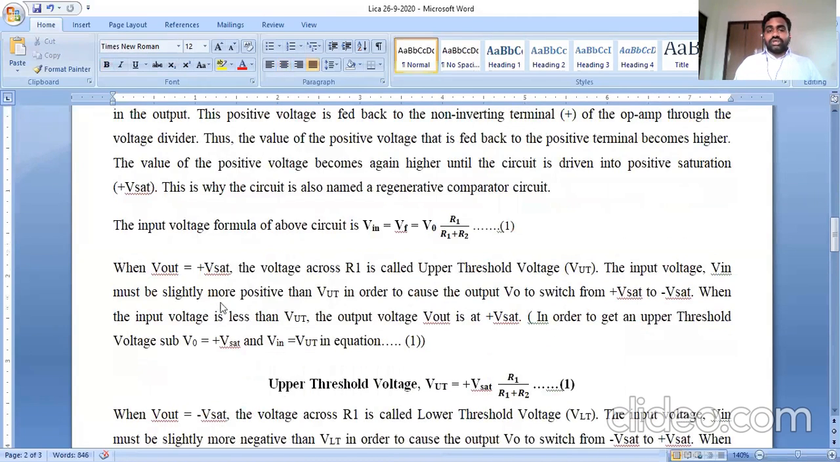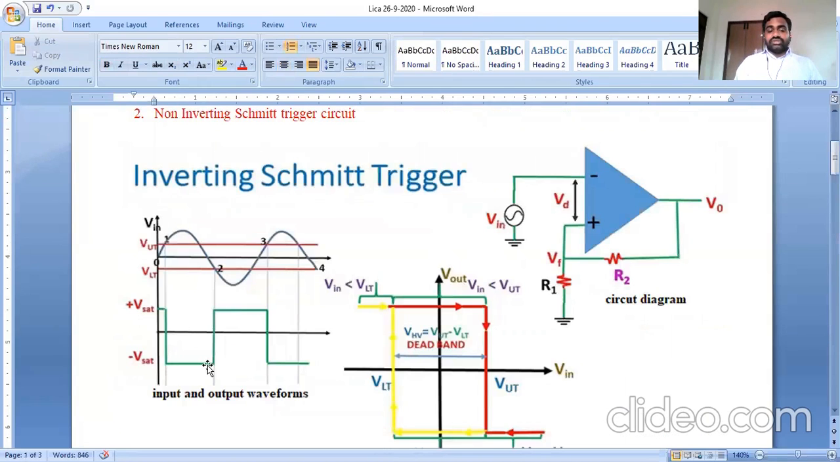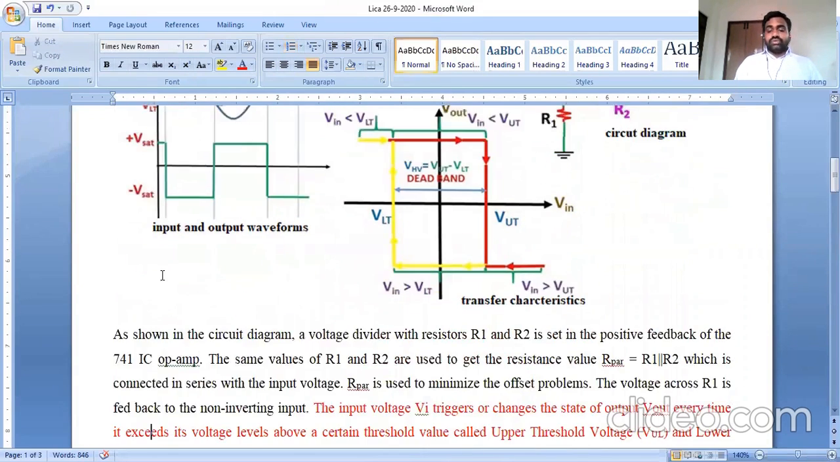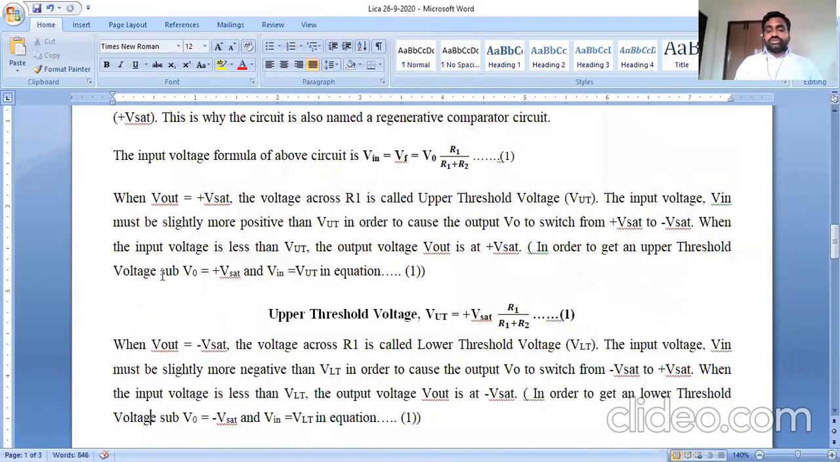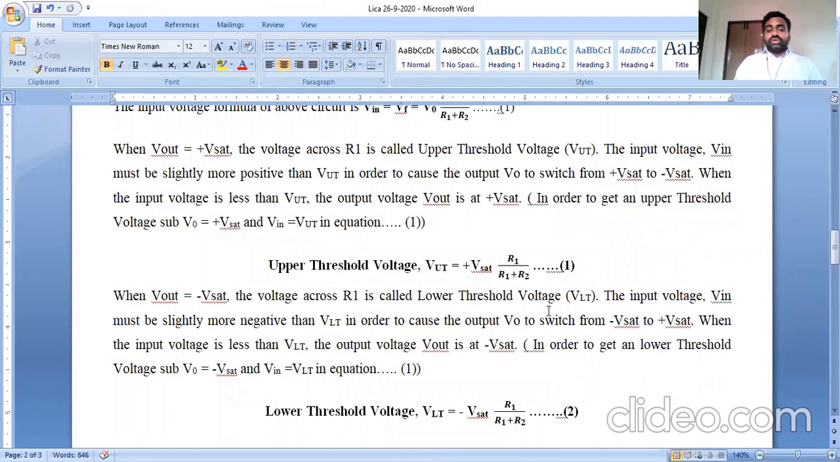After the second instant, when the output voltage is at minus Vsat, R1 resistance is experiencing the lower threshold value. The input voltage is slightly more negative than the lower threshold value, and the output starts changing from minus Vsat to plus Vsat. So this is nothing but a voltage shift from minus Vsat to plus Vsat.